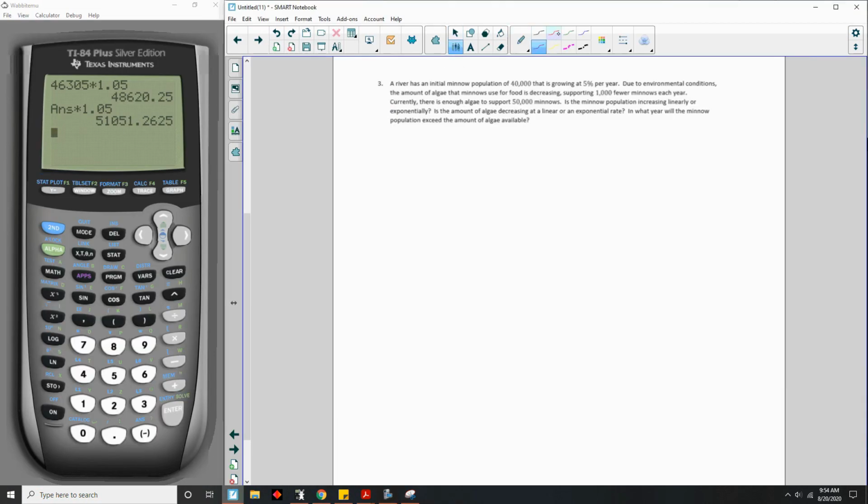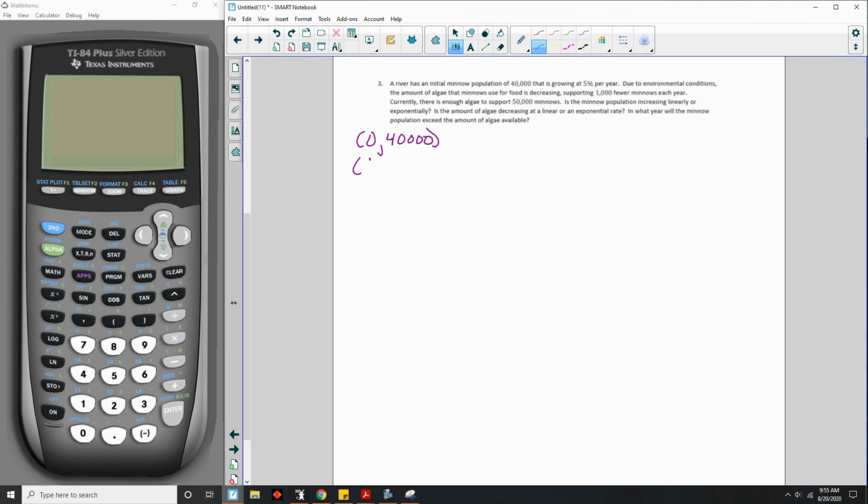All right, so the initial minnow population will give us the point (0, 40,000). 0 being the year, year 0, population initially 40,000. That's our y-intercept. It's growing at a 5% rate per year.